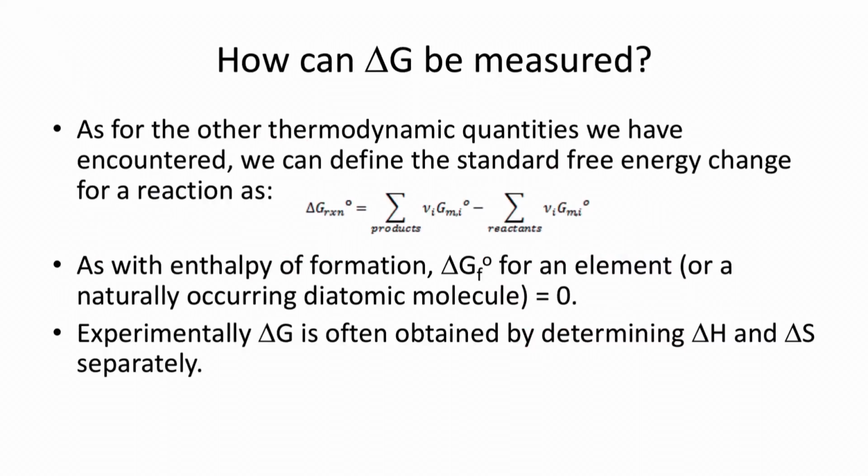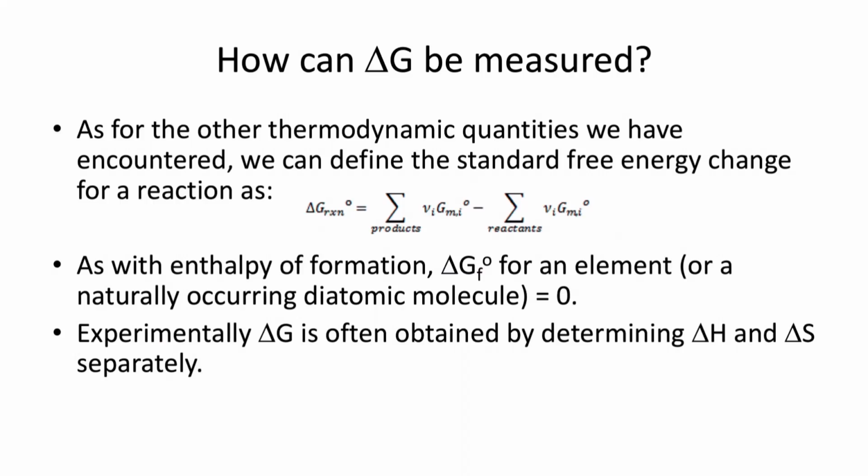How do I measure delta G? Well, pretty much the same way I've measured delta H and delta S. I can report delta G for a reaction as being equal to the sum of the Gibbs energies of formation for all the products minus the Gibbs energies of formation for all the reactants. Once again, everything has to be in the standard state, and just like enthalpy, all of the Gibbs energies of formation for all of the elements are going to be 0 at standard state. So that makes life a little bit easier as far as calculations go.